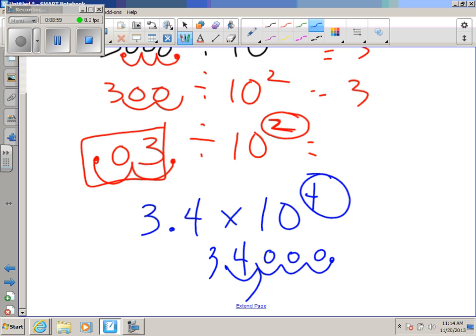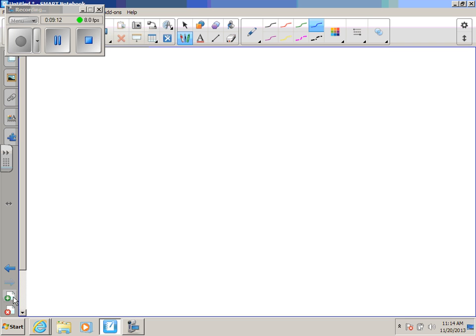This is a 10th power. 10 to the 4th power is powers of 10. 10 is our base number. We've done stuff like this that's been very similar, yes.